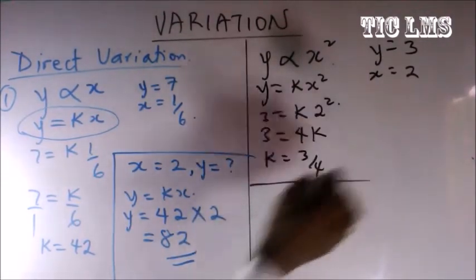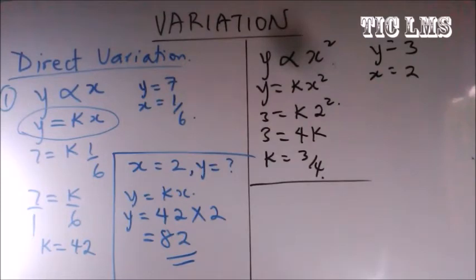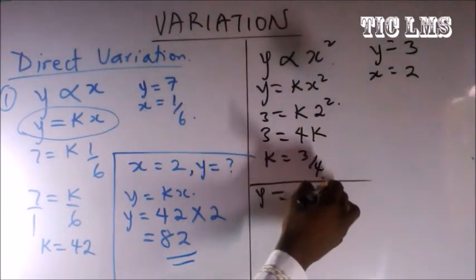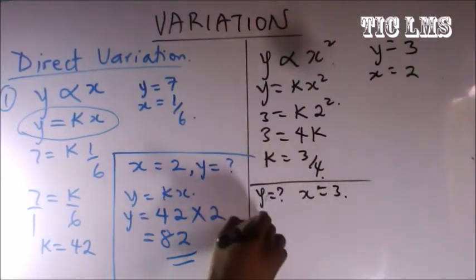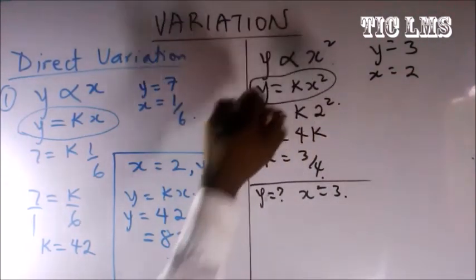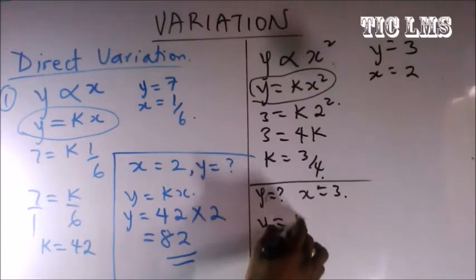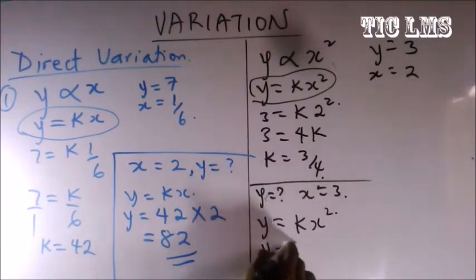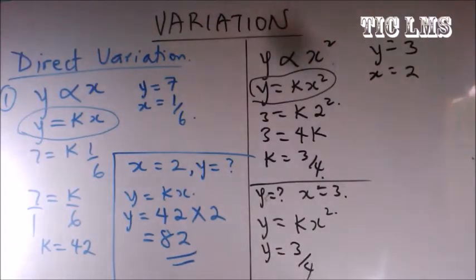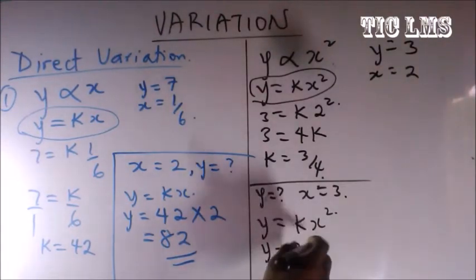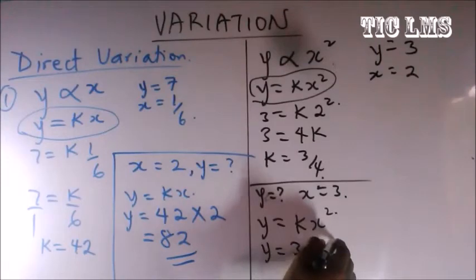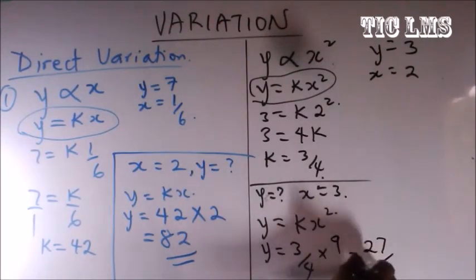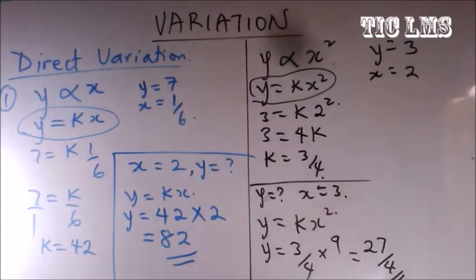Now we should find the value of y when our x equal to 3. So we'll bring the equation back where y equal to kx squared. The value of k is 3 over 4, so we have 3 over 4 multiplied by x squared. X is 3, so x squared is 9. So 3 times 9 is 27 over 4. So that is the value of y.